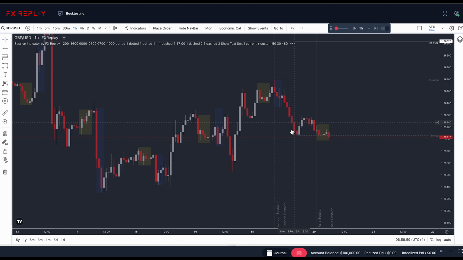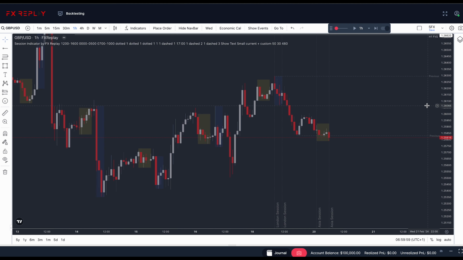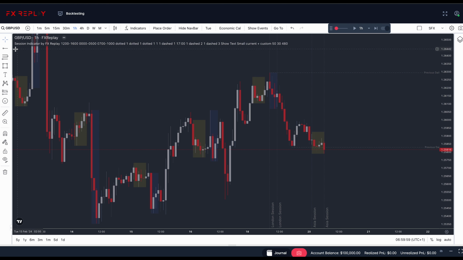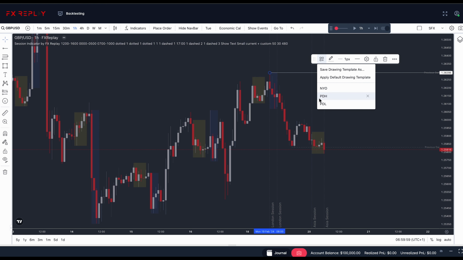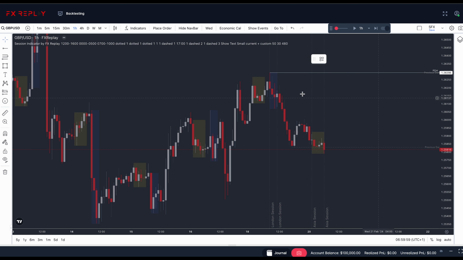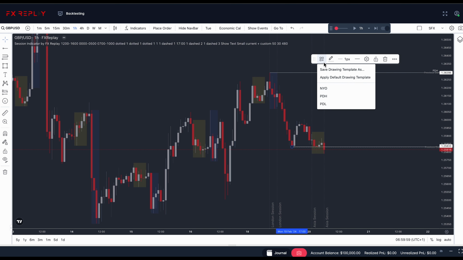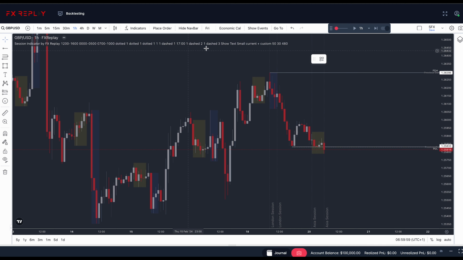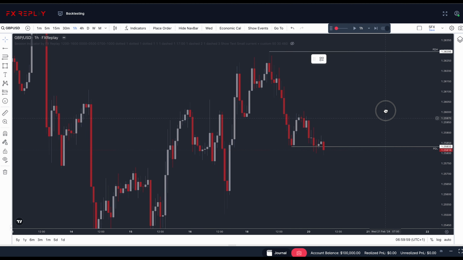Now I'm going to apply the indicator that I have. It's going to mark up the previous daily high and previous daily low for me. So we have the previous daily high right there. We're going to mark that up. We have PDH and we have PDL, which is right there. Okay, so PDL. Going to delete the indicator now, so it's not going to mess with us.